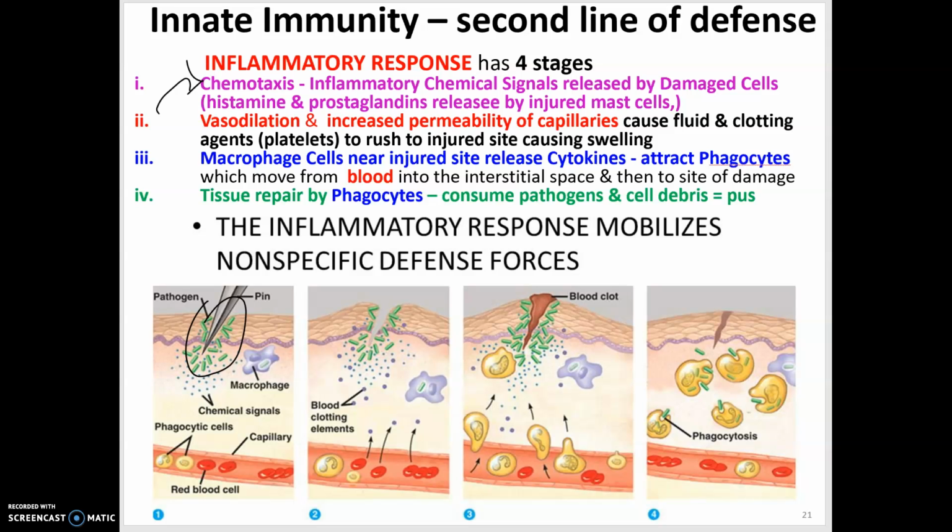There's going to be some damage to tissue, and in this case, we've got a pin that breaks the barrier of the skin, and it causes damage to the tissue. This is going to cause the first step of the inflammatory response, which is chemotaxis.